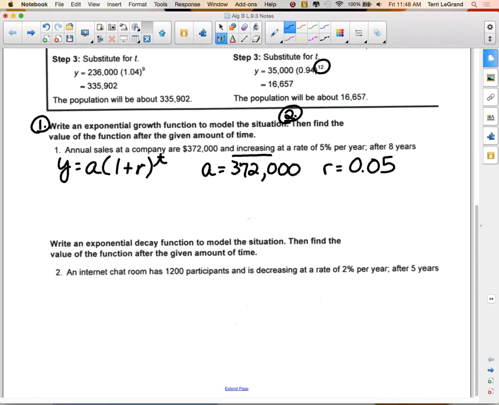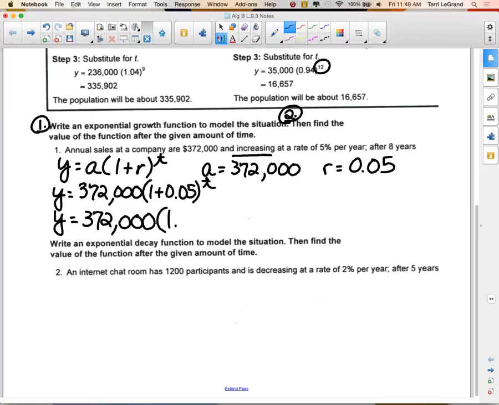0.05. Okay, now we are ready to write our model. Y equals 372,000 times (1 plus 0.05) to the T power. We will clean that up, because can't we do this? 1 plus 0.05. Y equals 372,000 times 1.05 to the T power.